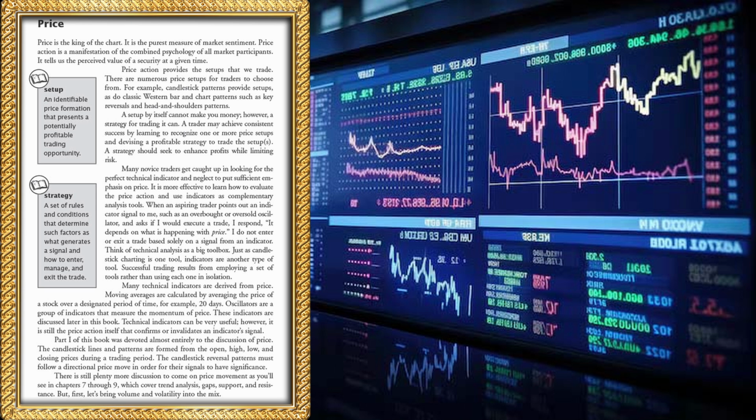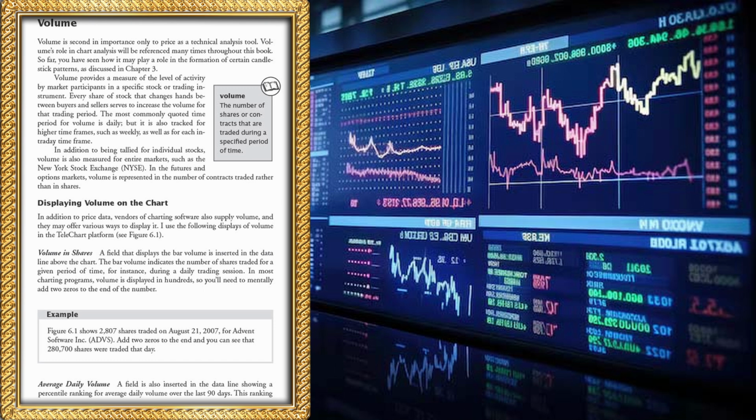Part 1 of this book was devoted almost entirely to the discussion of price. The candlestick lines and patterns are formed from the open, high, low, and closing prices during a trading period. The candlestick reversal patterns must follow a directional price move in order for their signals to have significance. There is still plenty more discussion to come on price movement, as you'll see in chapters 7 through 9, which cover trend analysis, gaps, support, and resistance. But first, let's bring volume and volatility into the mix.